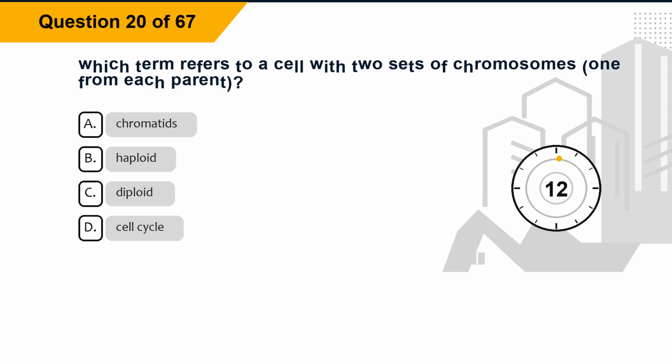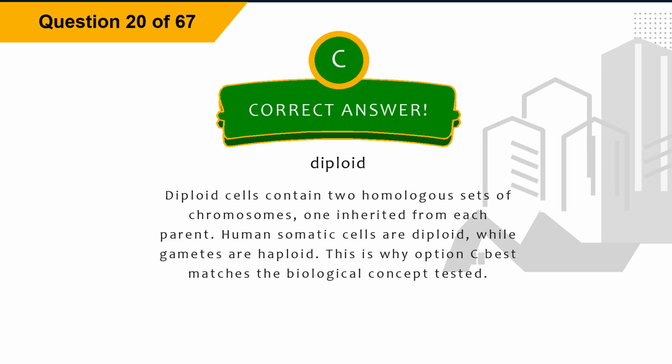Question 20. Which term refers to a cell with two sets of chromosomes, one from each parent? Option A, chromatids. Option B, haploid. Option C, diploid. Option D, cell cycle. The correct answer is option C, diploid.